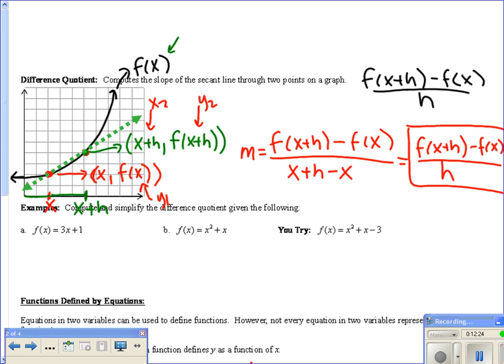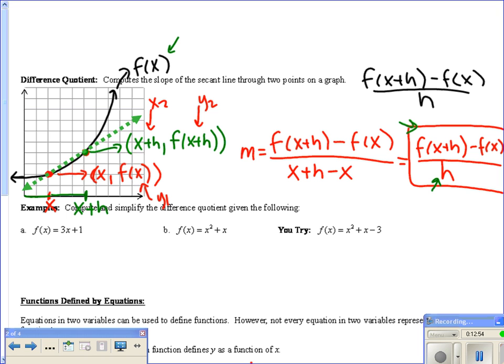And in calculus, what we try to do is we make those points closer and closer together until we get a tangent line, so that, again, we can find the rate of change at any point on a curve. And like I said, it's pretty cool that we can do that. So the important things to remember is that you have to be given some kind of function f of x, and you're going to be plugging in x plus h and then subtracting the original function all over h.